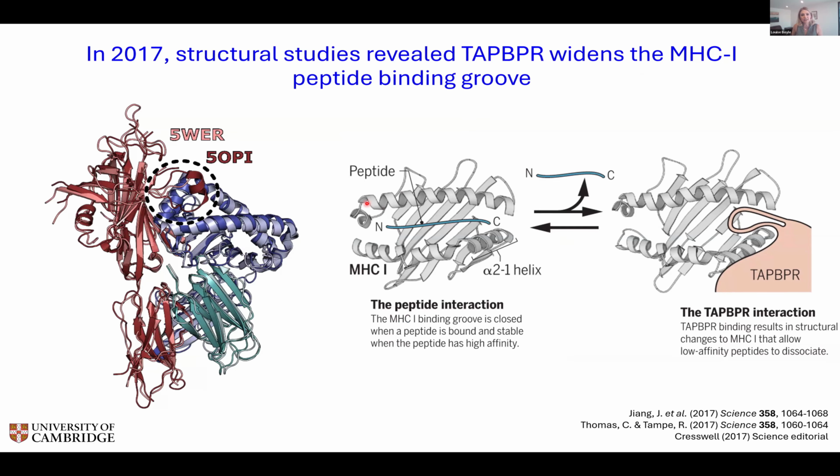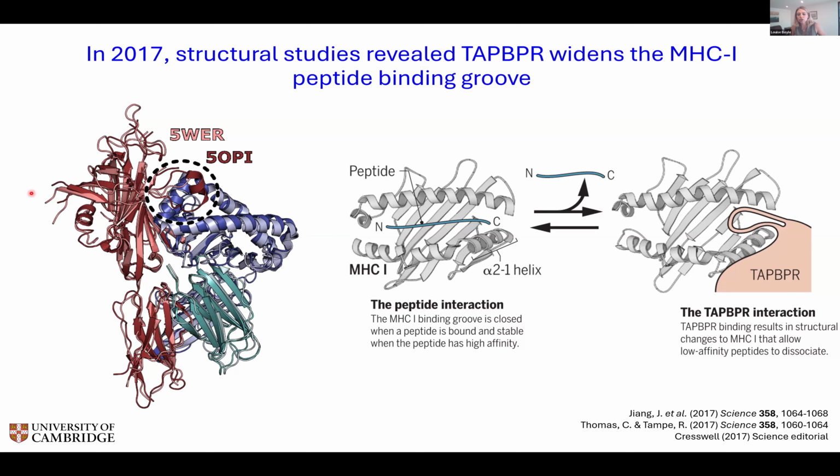Then in 2017, while we were doing this work on the TAPBPR loop mutants, Robert Tampé and David Margulies' labs published back-to-back papers in Science revealing the structure of MHC class 1 with TAPBPR. And these new structural insights beautifully revealed that TAPBPR widens the MHC class 1 peptide binding groove. And this has led to new insights into how conformational changes induced by TAPBPR can cause low affinity peptides to dissociate from the class 1 molecules.